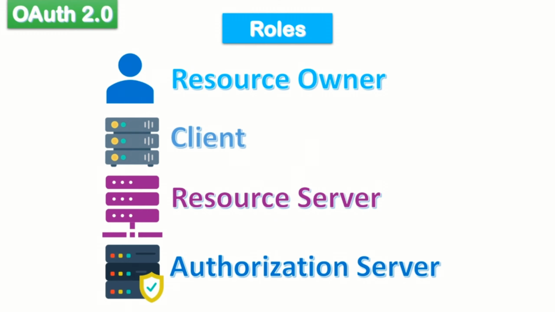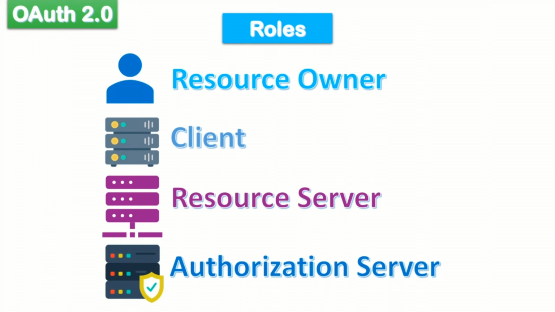your email list. Third role is resource server. It is where your data is stored. In this case, Google server is where your complete profile detail is stored. The last role is authorization server. It is the system which verifies if the user is valid.